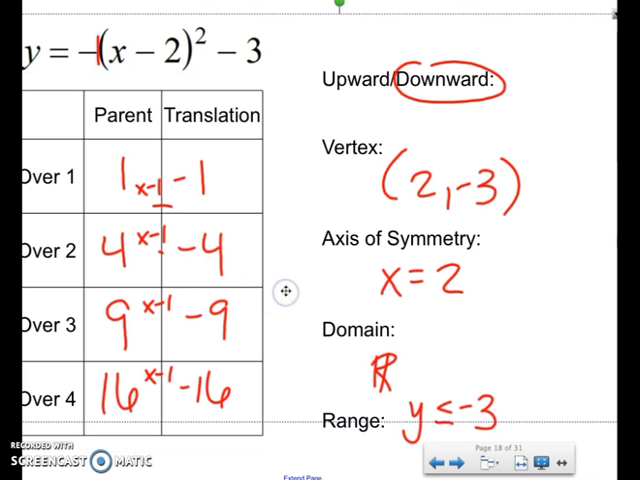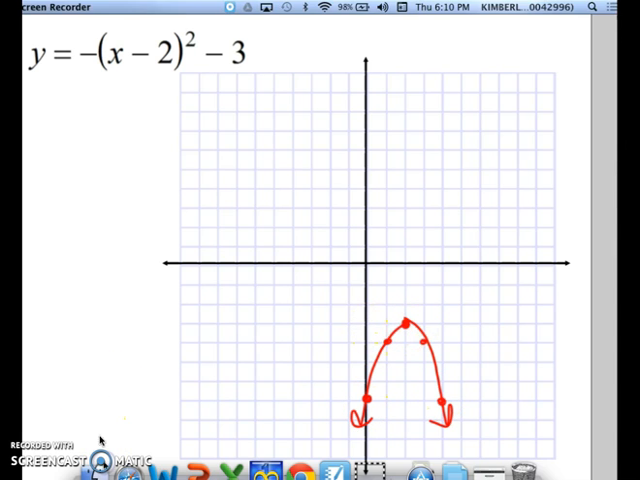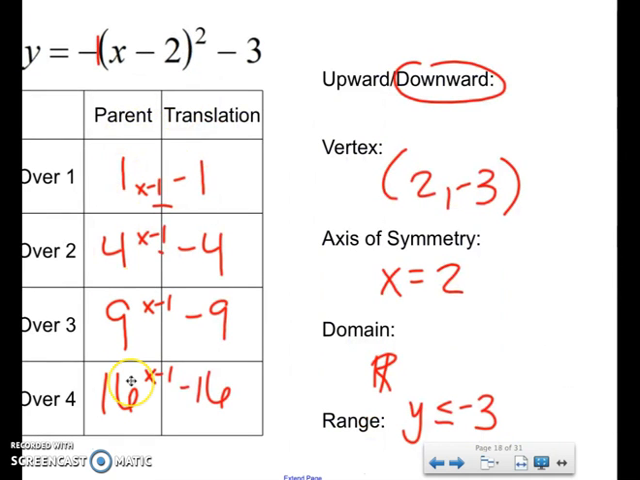So I plotted my vertex 2, negative 3 right here. And then I went over 1, down 1, over 1, down 1. And then over 2, down 4, over 2, down 4. And that was enough points. So as long as you remember that this is 1, 4, 9, 16, and to multiply those numbers, you should be great.